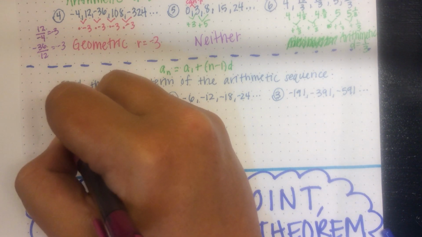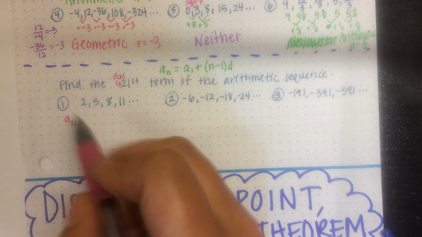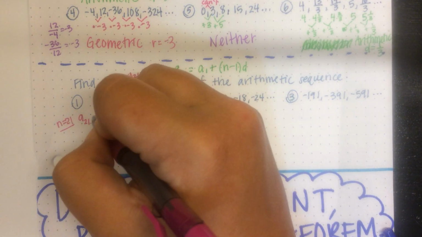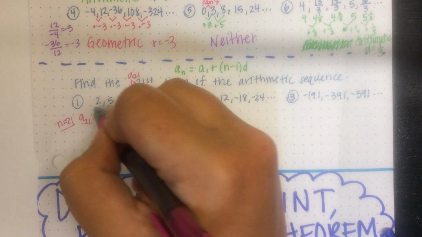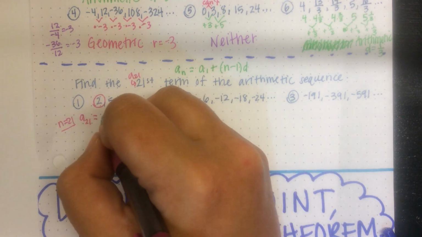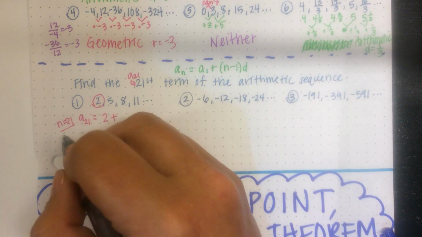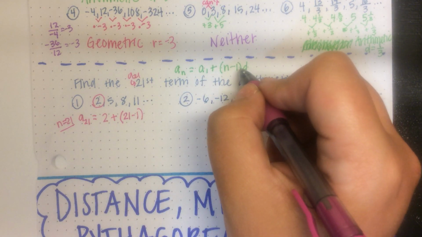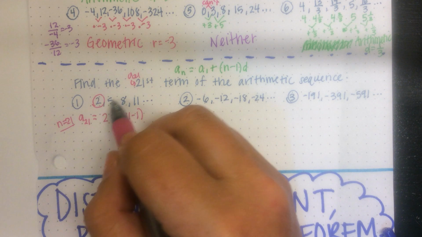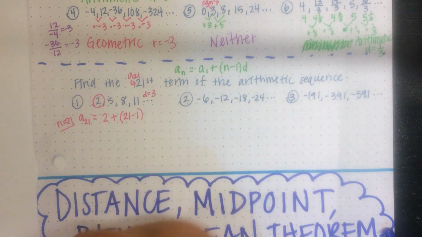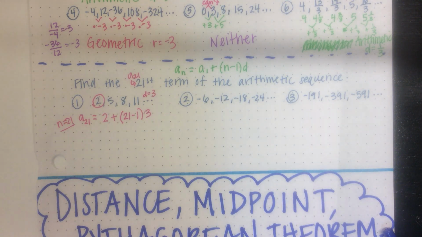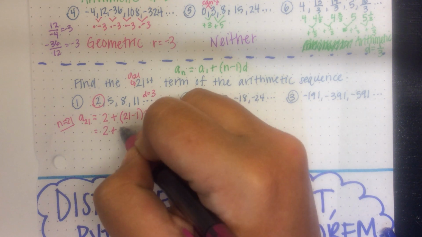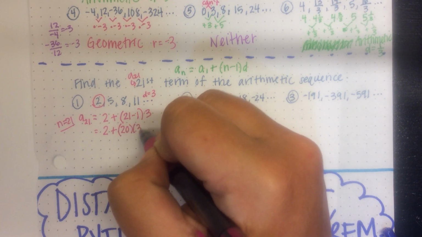So if I start to plug in, I'm going to use a sub 21, which means in this case, n equals 21. So a sub 21 equals a sub 1, which is my first term, so 2, plus n minus 1, so that's 21 minus 1, times my common difference. Each time I'm adding 3, so my common difference is 3. So I'm going to put my 3 on the outside there. So I have 2 plus 21 minus 1 is 20 times 3.